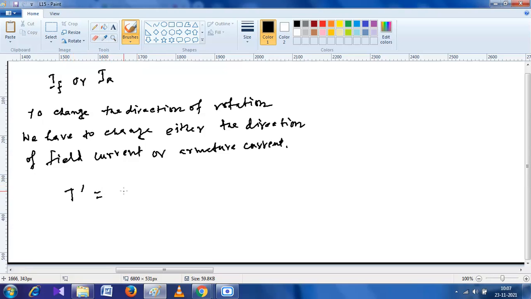Now we create a torque T dash and change the direction of only the field current. So what do we get? Minus k dash if into Ia. So this is basically minus T.